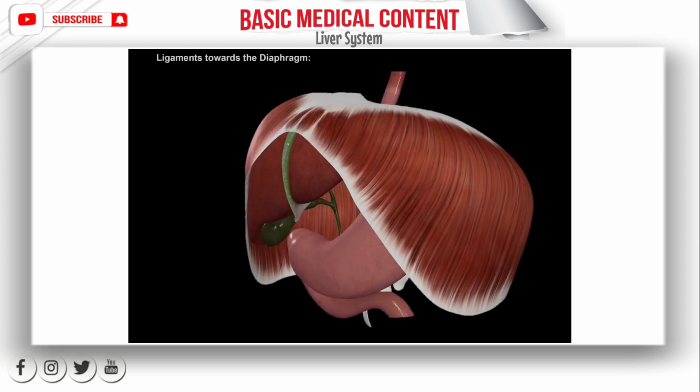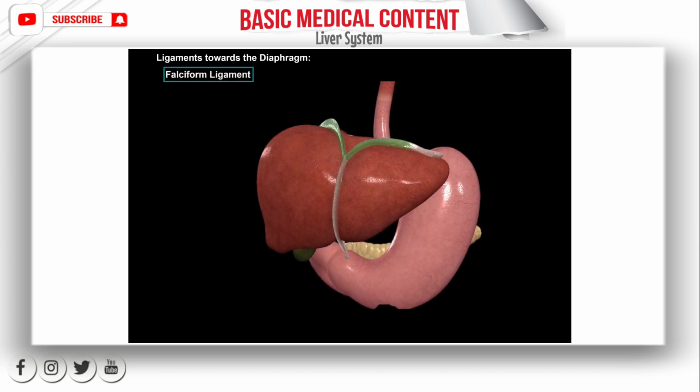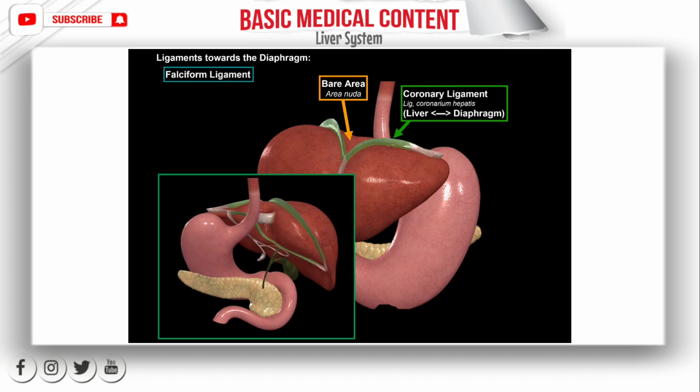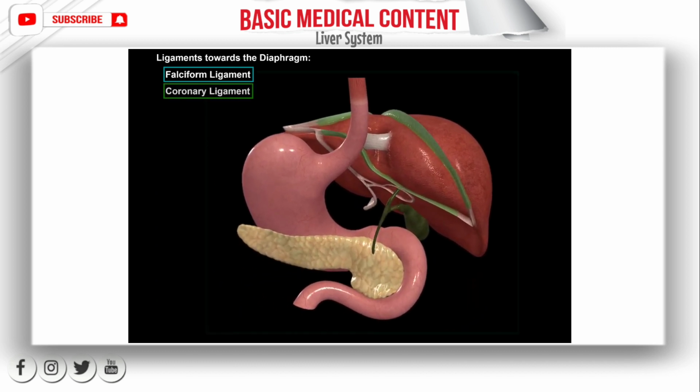So let's look at the ligaments towards the diaphragm first. The first ligament is this one highlighted in green, called the falciform ligament. This ligament connects the liver to the anterior abdominal wall. And then if we remove the diaphragm, we will see 2 distinct ligaments on either side connected to the falciform ligament in the middle, called the coronary ligament. This ligament connects the liver to the diaphragm. And again, don't forget that we have a bare area, or area nuda, here in the middle. So you will see the coronary ligament surrounding the bare area. If you look at the liver posteriorly, we'll be able to properly see the coronary ligament surrounding the bare area.